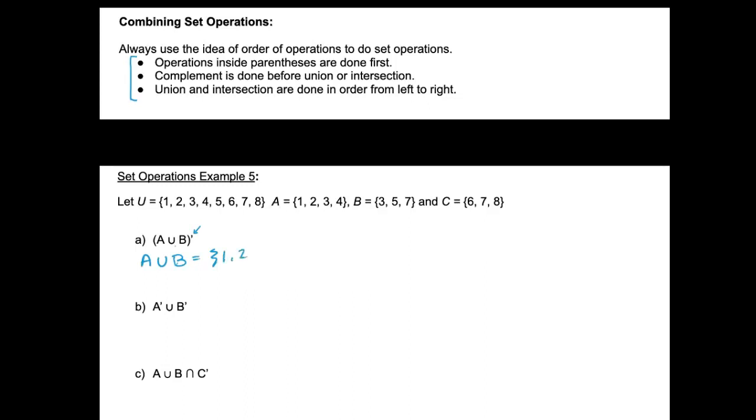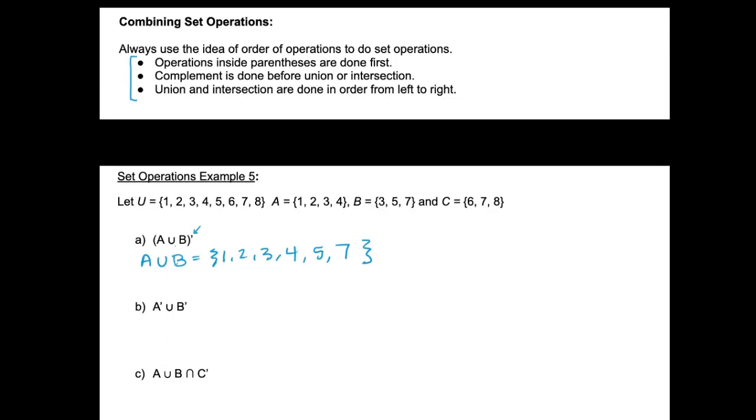So 1, 2, 3, 4 is in A. And then 3 I already have written down. I can write down 5 in B and then also 7 in B. So that takes care of everything that's in A and B, but I didn't write any of the ones that occurred twice down two times. Like 3, I only wrote down once.